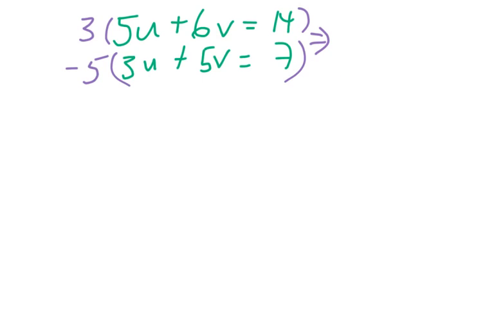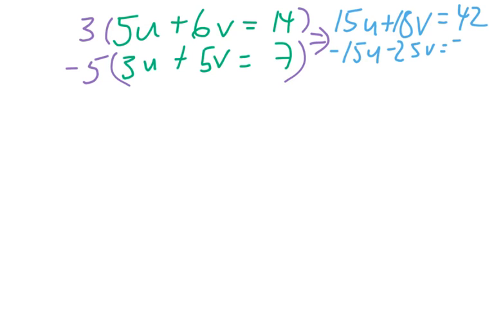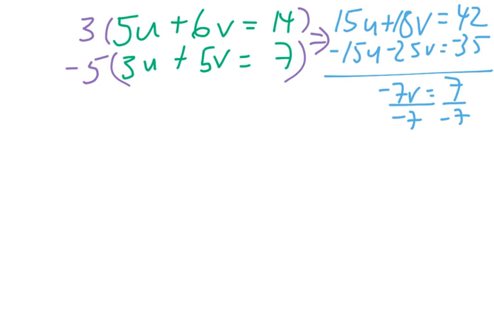All right, let's go ahead and multiply that through. So we end up with 15u plus 18v equals 30 plus 12 is 42. On the bottom, we have negative 15u minus 25v equals negative 35. And now we're set for those u's to drop out. 18 minus 25, I believe, is negative 7. And 42 minus 35, I believe, is positive 7. Divide both sides by negative 7, and v is equal to negative 1.